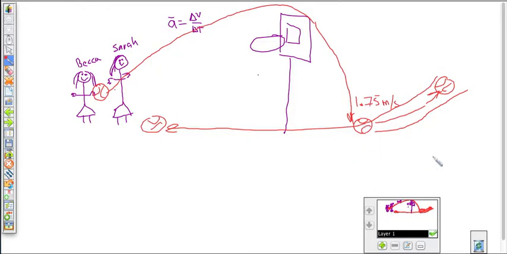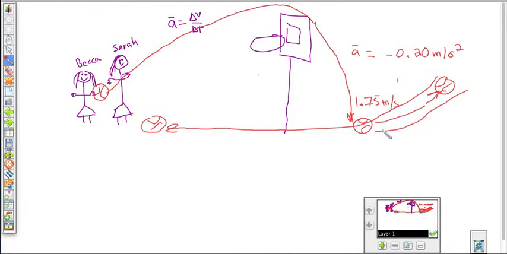So anyways, what happens is that basketball has an initial velocity of 1.75 meters per second. And so as it starts up the incline, it will begin to slow down. And so let's say this incline causes a constant acceleration of negative 0.20 meters per second squared. So that's going to be the constant acceleration of the basketball as it goes up the hill.